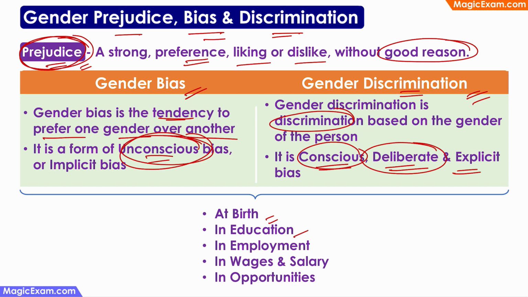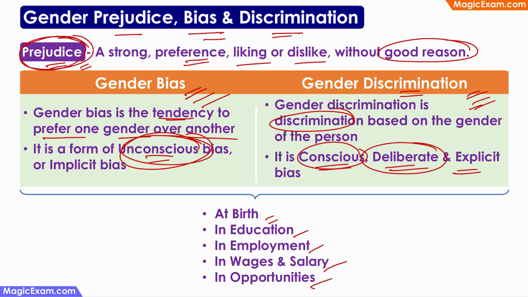It can happen in education, where some parents prefer to spend more money on the education of boys rather than girls. So this can be bias or this can be discrimination. It can be in employment where men probably get more opportunities than women because managers are consciously or unconsciously selecting one gender over the other. So this can be bias or discrimination. It can be in wages or salaries where women are generally paid a little less than men.